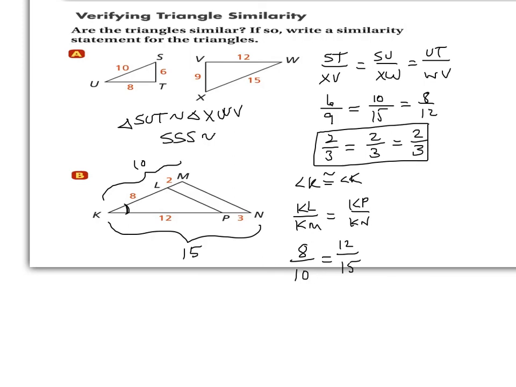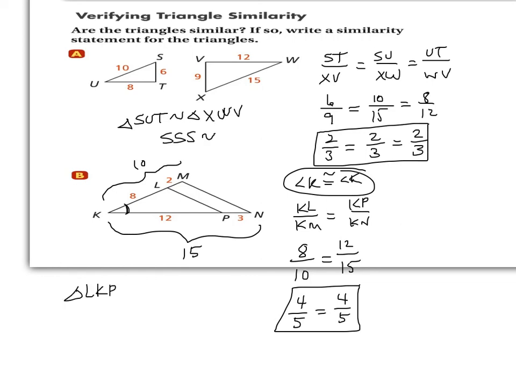Okay, now what I have to do is check to see if these are going to reduce to be the same. So I divide these both by 2, that's 4/5. If I divide these both by 3, that's 4/5. So these two are exactly the same. And I also have an angle that's the same. So I can say now triangle LKP is similar to triangle MKN by the side-angle-side similarity.